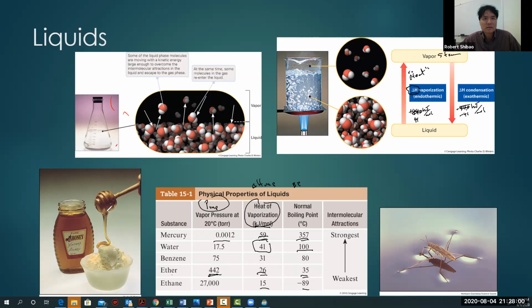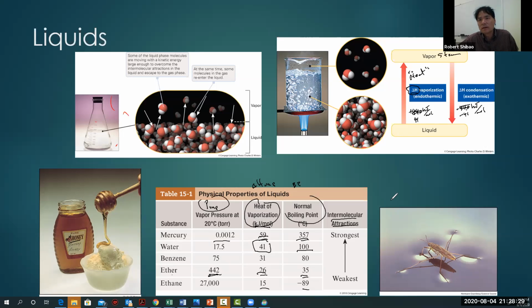So this is going to have a low vapor pressure. Honey has a very low vapor pressure. It's very non-volatile. That means its heat of vaporization is going to be high. That means its boiling point is going to be high. Have you tried to boil honey? It's going to be pretty high. And so these are related to intermolecular attractions. The stronger the attractions, the harder it is to vaporize, and the harder it is to boil.